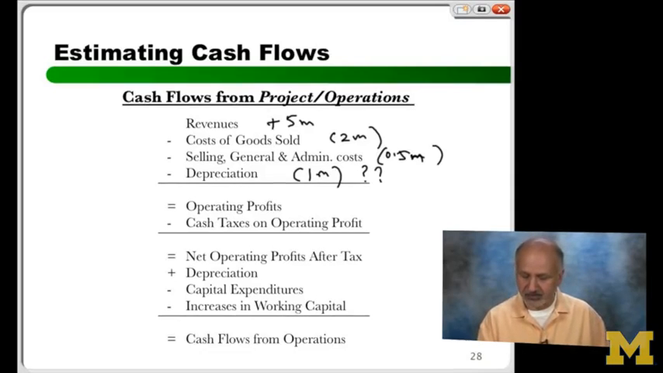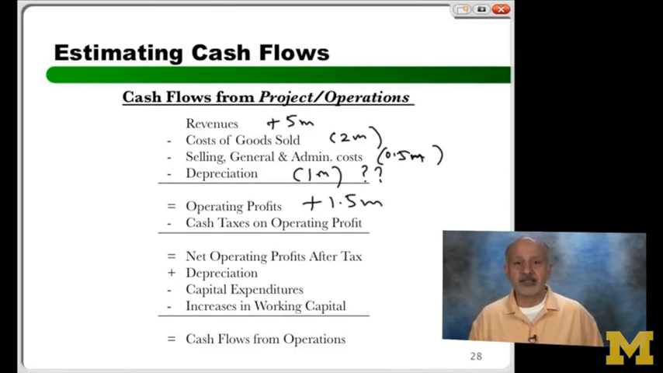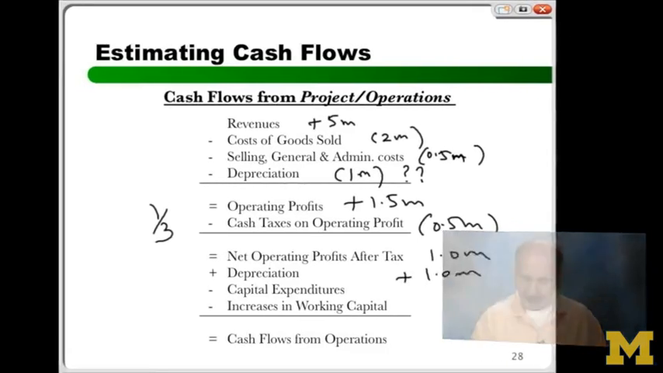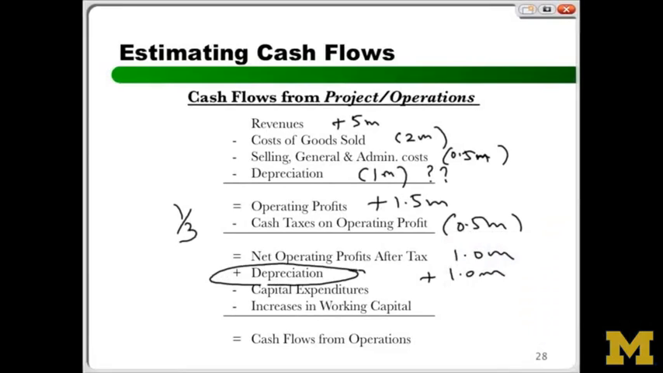So 5 minus 2, 2.5, 1.5, plus 1.5 million. Still, you're subtracting 1 million because it saves you taxes. And if the taxes are 1/3, remember 1/3 is the tax rate, this is 0.5 million. You're left with 1 million. Then you add back 1 million. And what is that? Depreciation, which is the main non-cash item that has tax implications. Maybe that's the best way to think about it.